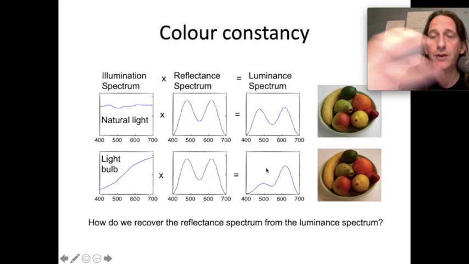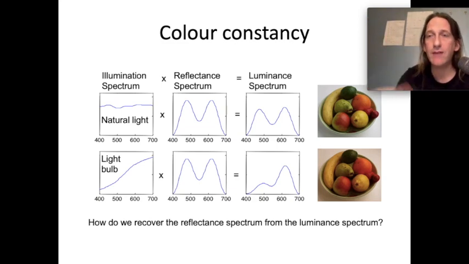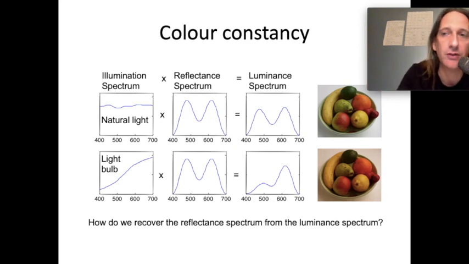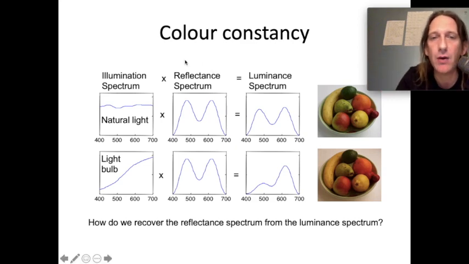The object is going to have wildly different wavelengths coming off it under these two different lighting conditions, but you don't notice a dramatic change in the colour of the object. You still perceive the banana as being yellow. So how does your brain do this? In some way, it's having to recover this reflectance spectrum. It's having to do some reverse engineering so that you see the colour as being constant. Okay, you constantly see the banana as being yellow. So you must somehow take into account this illumination spectrum.